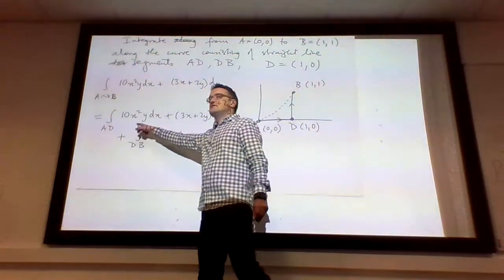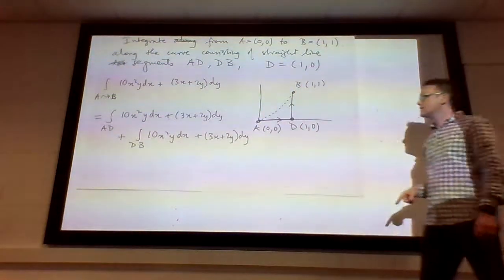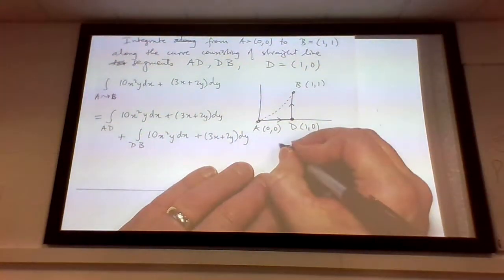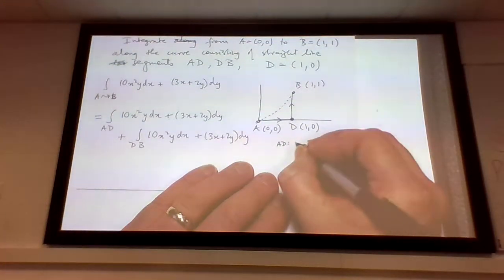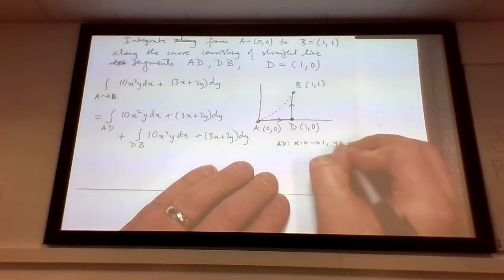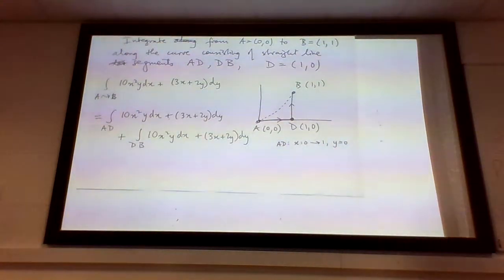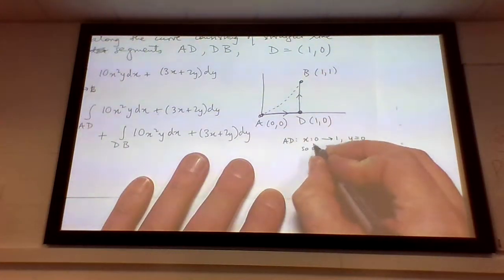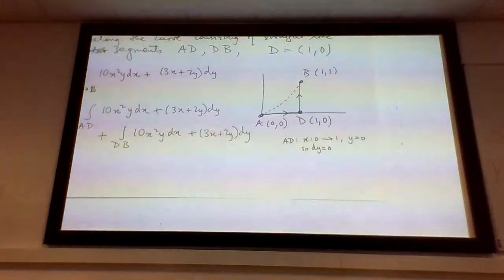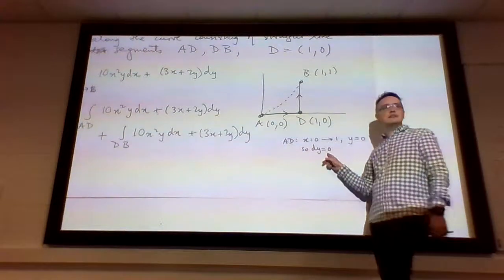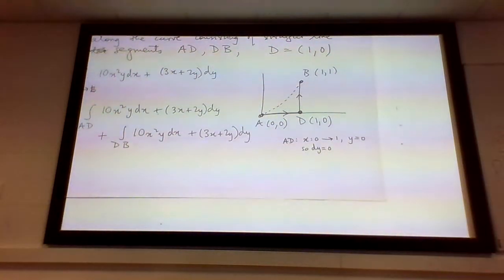Now in the first one, when you're on the curve from A to D, what's going on here? Well, x is starting from 0 and going to 1. y is always fixed at the value 0. And because y is a fixed constant value, that means that the differential dy is also 0, because y isn't changing.